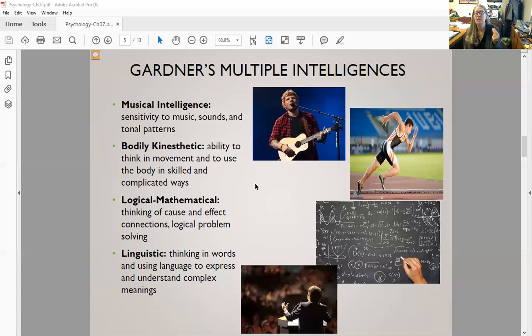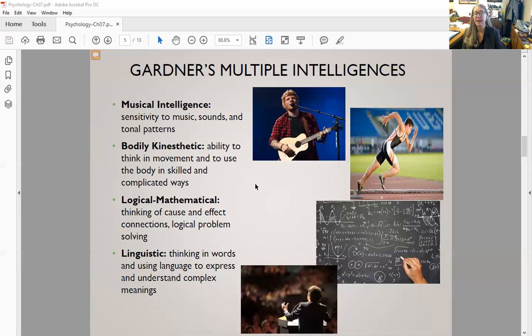So someone who can easily grasp dances, someone who on the football field can switch back very quickly and implement a play that the coach gave them, would score high in bodily kinesthetic intelligence. There's also logical mathematical intelligence. This is when you're good at solving logical problems, cause and effect connections. People who are good at math problems will score high in logical mathematical intelligence.